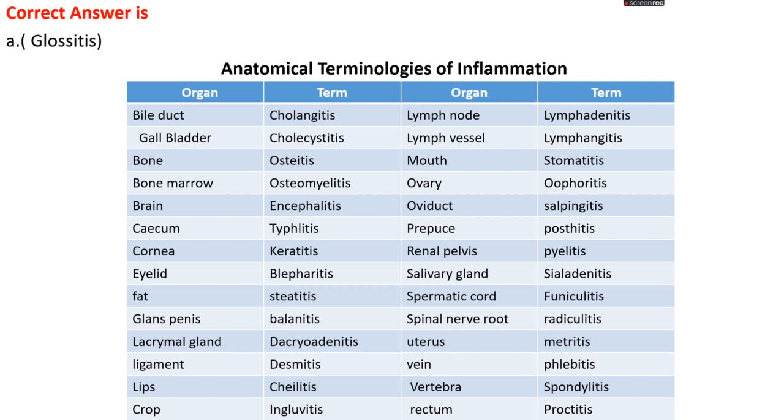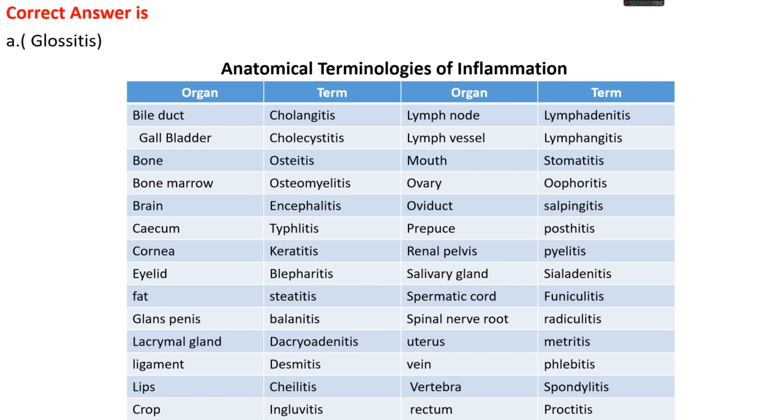Lip inflammation causes cheilitis. Crop inflammation causes ingluvitis. Lymph node inflammation causes lymphadenitis. Lymph vessel inflammation causes lymphangitis. Mouth inflammation causes stomatitis. Ovary inflammation causes oophoritis. Oviduct inflammation causes salpingitis. Prepuce inflammation causes posthitis. Renal pelvis inflammation causes pyelitis. Salivary gland inflammation causes sialadenitis.